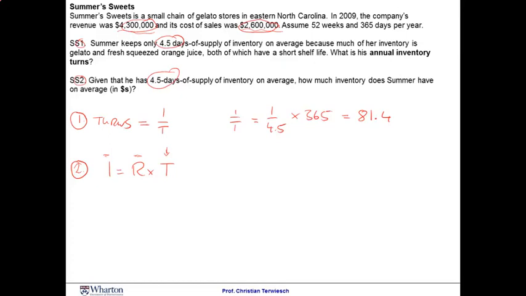So I equals R times T. We've said that the R here, the flow of money through the organization, the COGS, is $2,600,000 per year. We said that T, if we want to express this in years now, is 4.5 divided by 365. And then if we multiply this all out, we're going to get I, an inventory of $32,054.